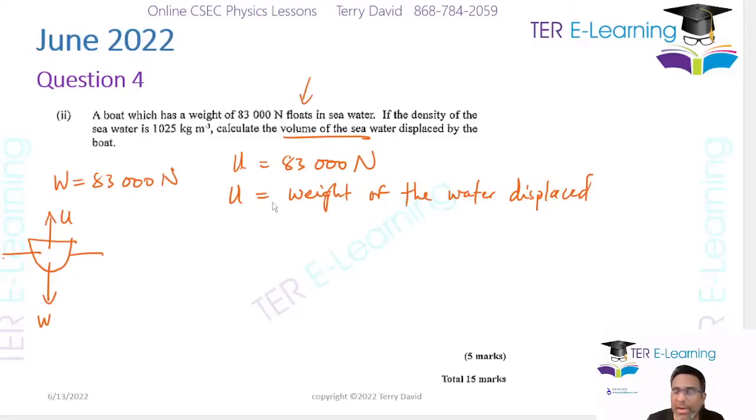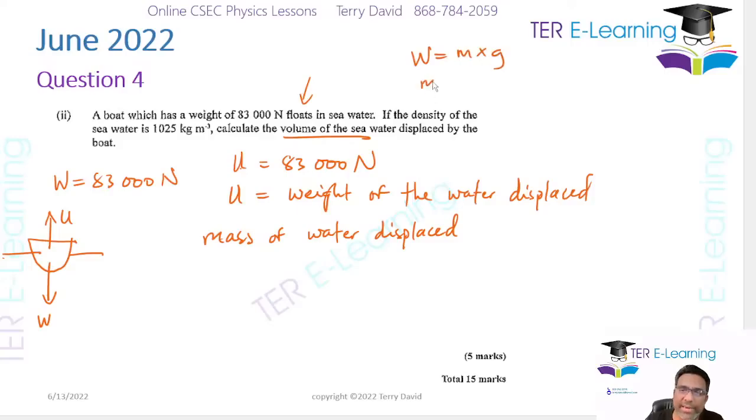So therefore, to get the mass of the water displaced, if you all remember, weight is m multiplied by g. So if you want to get the mass of the water displaced, you have to take your weight and divide by g, which is 10. So the mass of the water displaced is going to be 83000 divided by 10, and it's going to be 8300 kilograms. That's the mass of the water displaced.